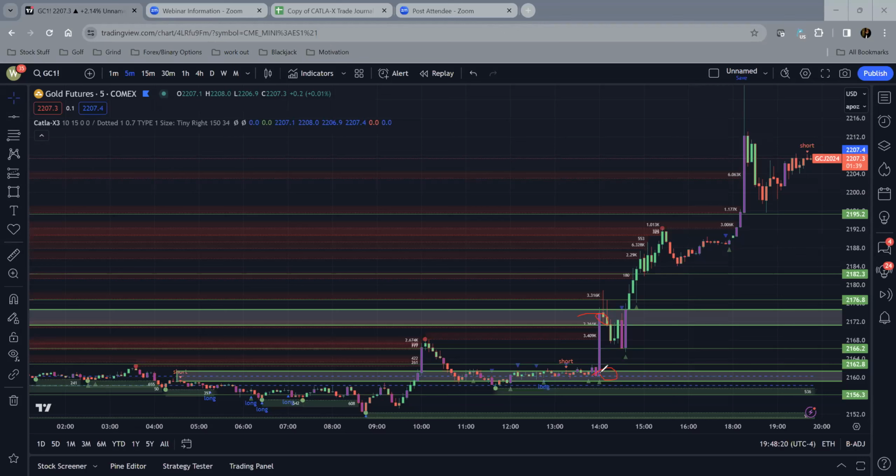Okay, so I'm marking out my order blocks plus FUs, right? And then I'll also mark out and refine my Catla X3 zones on the time frames right above my execution time frames. Because these are highly concentrated areas of previous manipulation.